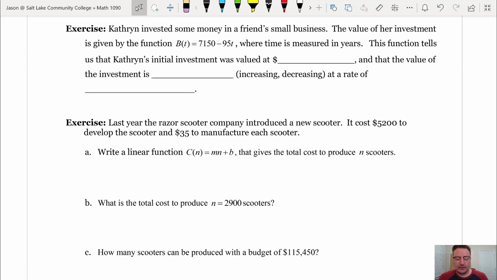Okay, the next exercise. Catherine invested some money in a friend's small business. The value of her investment is given by the function b of t is equal to 7,150 minus 95t, where time is measured in years. So I think t denotes time here. This function tells us that Catherine's initial investment was valued at blank dollars, and that the value of the investment is blank, and we're given the choices increasing or decreasing at a rate of blank.